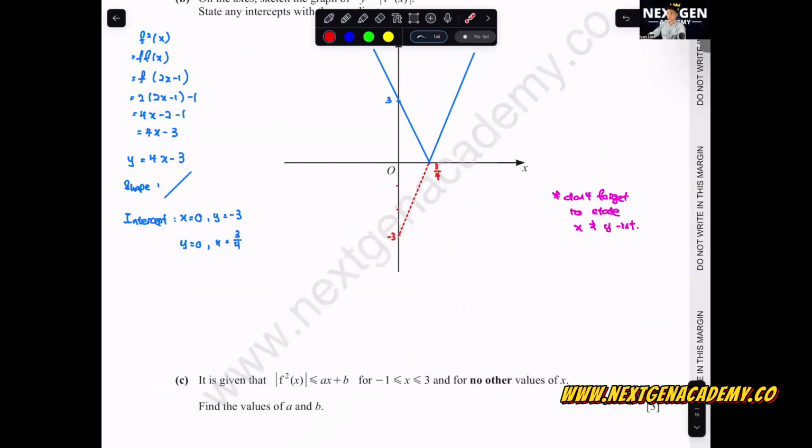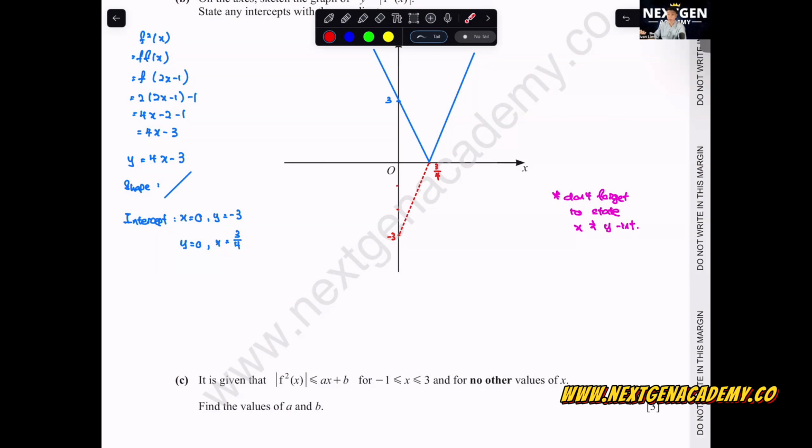Okay, this question C is a very interesting one also. Do you all manage to do this one? Question C. It is given that modulus f square x is less than or equal to ax plus b for negative 1 to 3, and for no other values of x. Find the values of a and b. Okay, what does this mean? Sorry, they already give you the f square x, and then they want you to find where f square x is less than or equal to ax plus b.